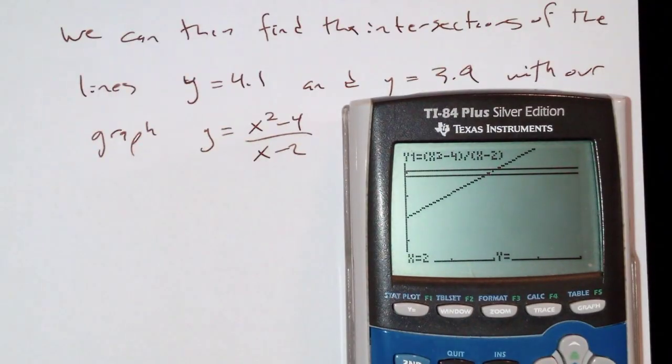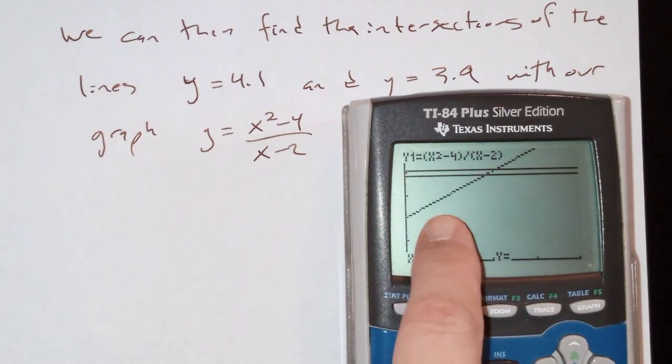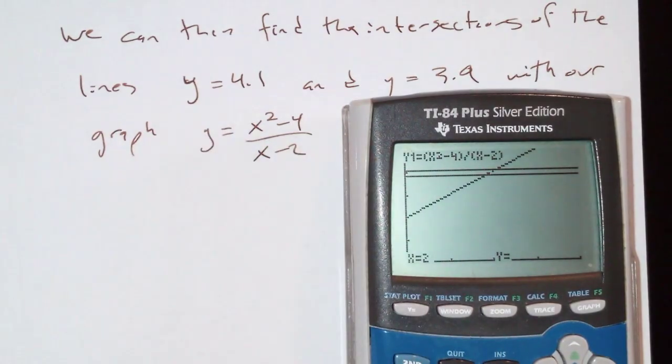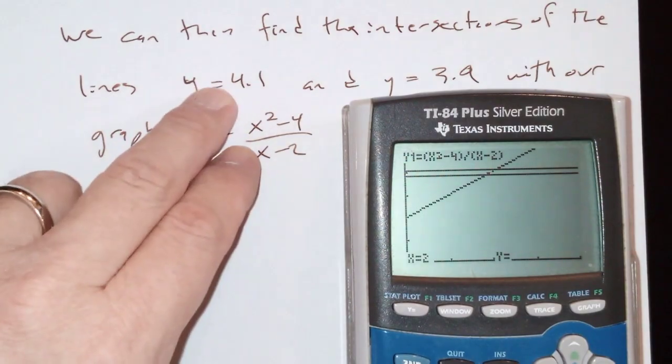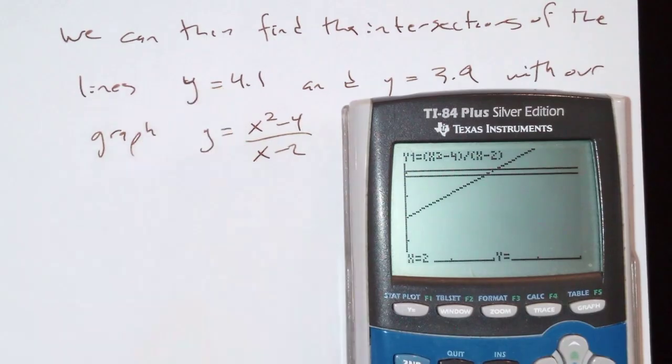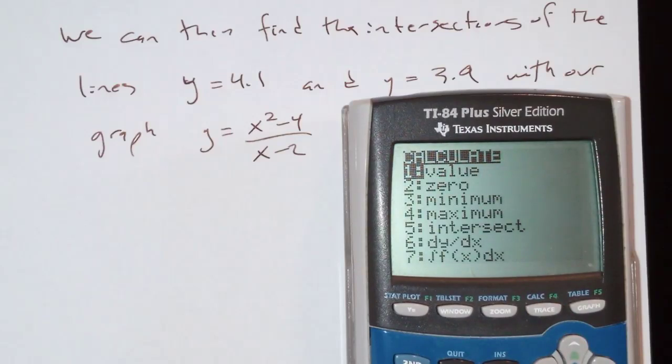I want to know where these two things intersect. I want to know where this curve intersects the line 4.1. I don't have to do that calculation by hand. I could set these two things equal to each other and do some algebra to solve that. But if I hit the calculate button, second trace, one of the things it will do for me is calculate intersections.